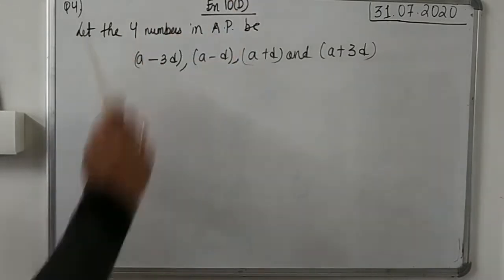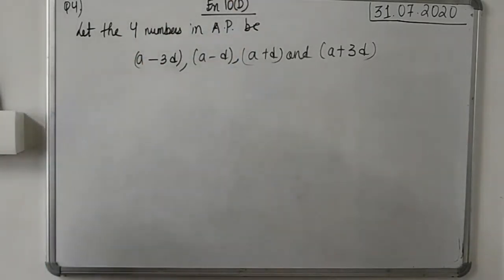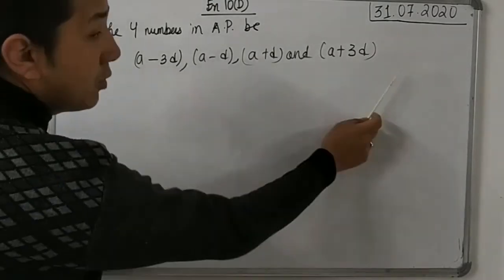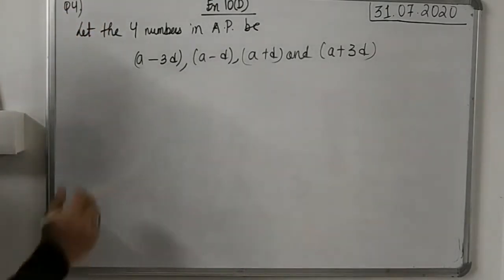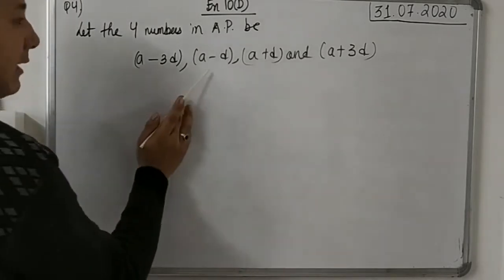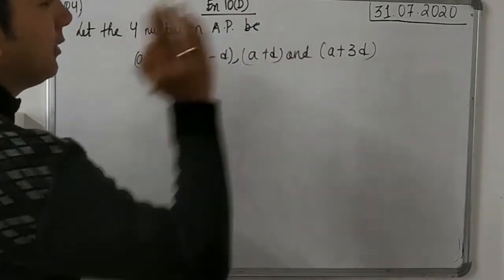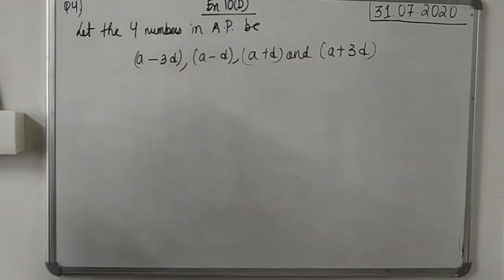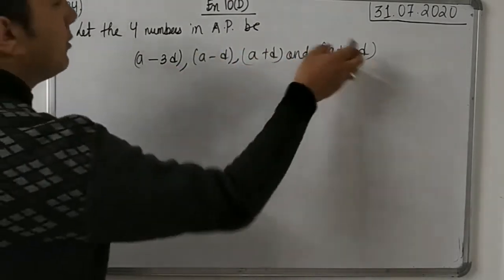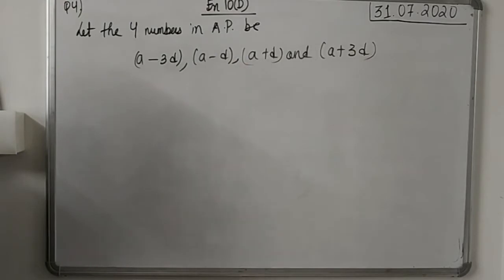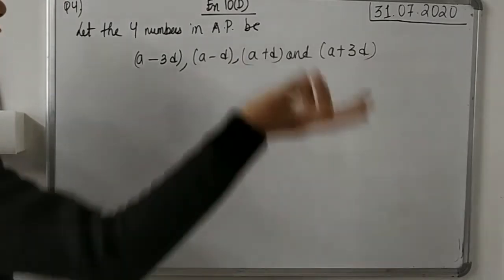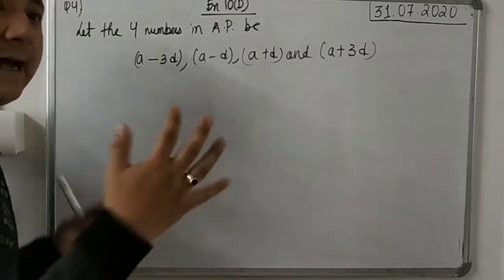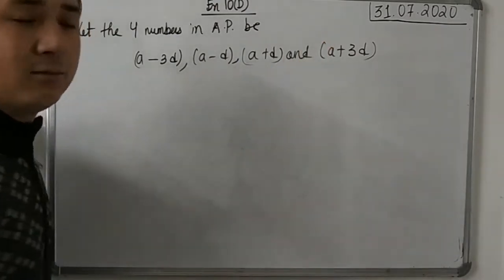Now we know that whenever we have to take 4 numbers in AP, we always take them in this way: A minus 3D, A minus D, A plus D, A plus 3D. Now the sum of these 4 numbers is how much? Actually it is 96, and we are dividing 96 in this way into 4 numbers.